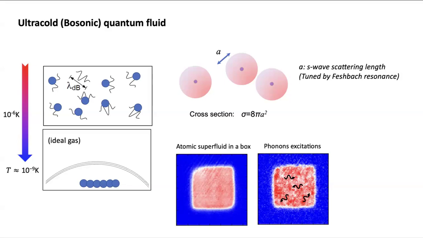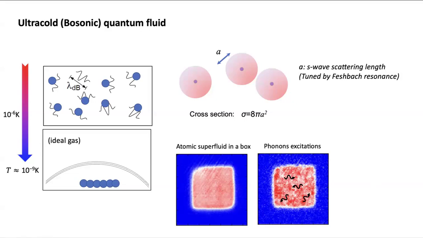In some portions, you will see slightly red. That means slightly higher density. In some portions, you see slightly darker or brighter. That means lower density. And what does that mean? So you have some density fluctuation. And what are these excitations? These excitations are phonons. And it's very important.